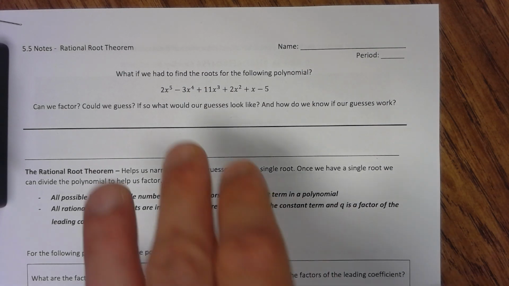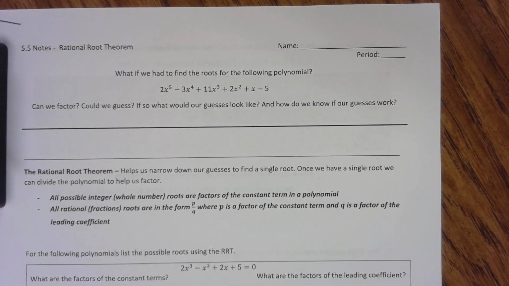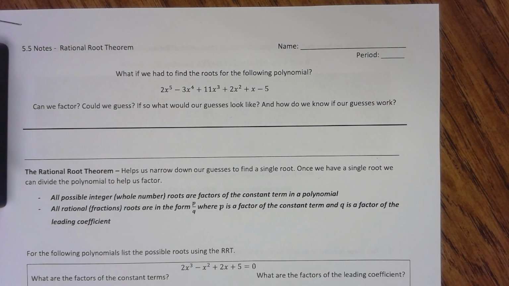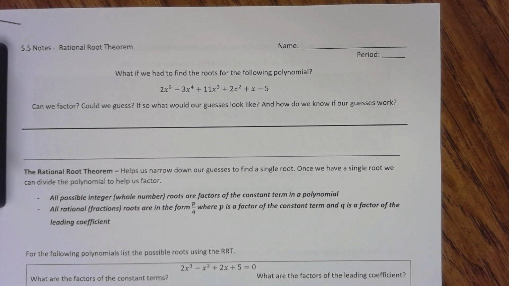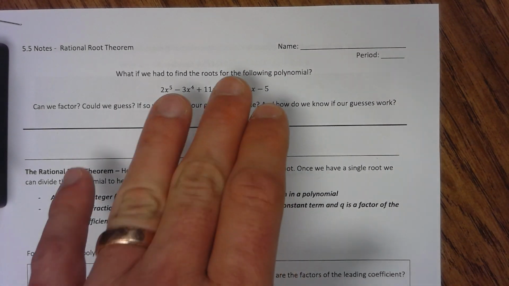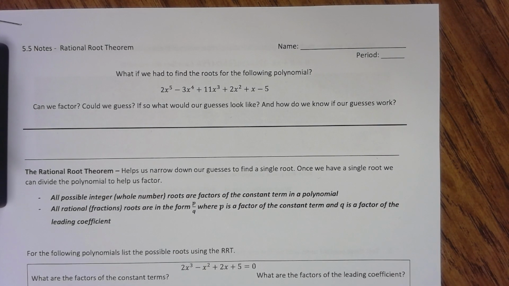So if we needed to find the roots, and remember that roots are solutions or zeros, they're all referring to the same thing, which are basically x values that make y equal to 0. If we wanted to find the solutions to this given polynomial, right now we don't have a method to do that. We can't factor that, okay? We don't have a method of factoring that. And so we need this whole process to try to pin down what the solutions to this given polynomial are.